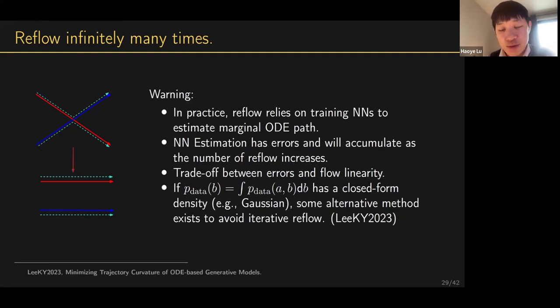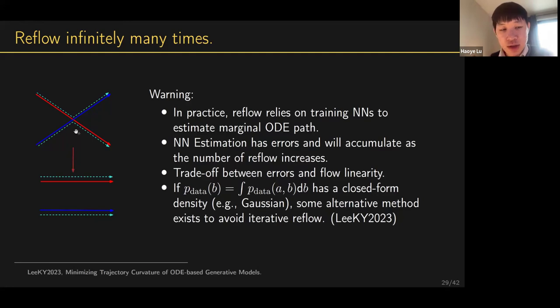And then I have a reflow coupling, right? And then I will use the reflow coupling to train the second marginalized, to estimate the second marginalized ODE, which is to train the neural network from scratch again and again. And then I will do the reflow. That's the reason why I'm saying there's a warning here, because every time you do reflow, you basically need to retrain a neural network from scratch.